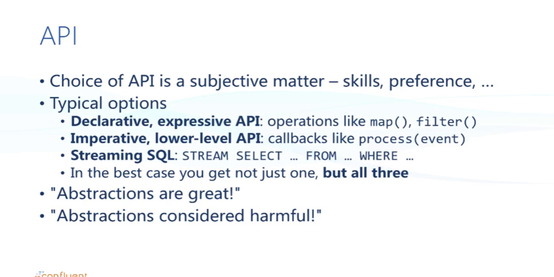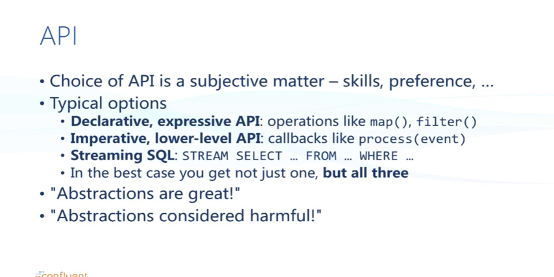You can either have a declarative expressive API, which is a bit like functional programming, where you can do operations such as map, filter, reduce, join. Then there are APIs that are more imperative, lower level, where you typically get callbacks with functions such as a process function. It gets an event, and then you do low-level operations on top of that, which is a bit like a sampler, so to speak, if we compare that to the previously mentioned declarative API. And lastly, the third main option is SQL for the streaming world, where you use a typical SQL statement but adapted for the streaming world. Now, in the best case, you not just get a single one of these APIs, but all three of them, preferably. But again, your mileage may vary. It is really often a subjective decision.